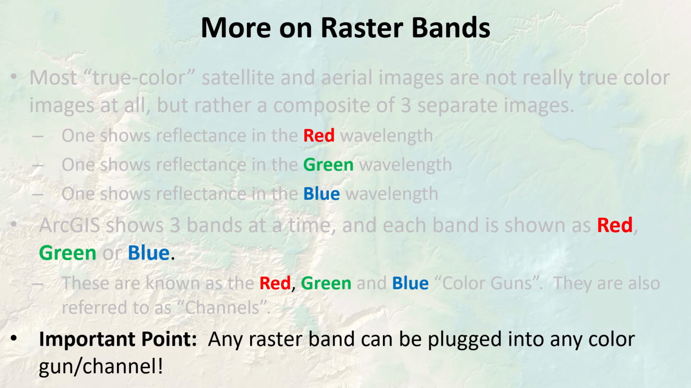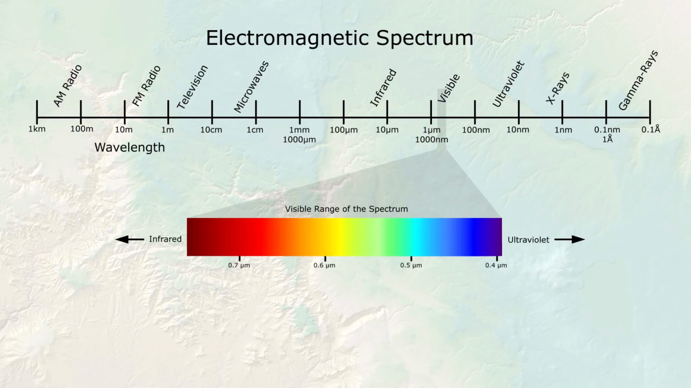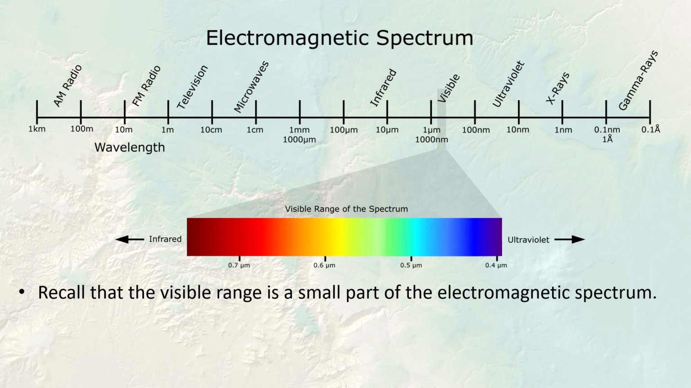Or you could take colors that are completely outside of the visible range and plug them in as well. And we do this quite often, and we can get some really cool information from a raster doing it that way. So here's the full electromagnetic spectrum, going in this case just from AM radio waves at roughly 1 kilometer frequency all the way to gamma rays. The visible range is just a small part of that full spectrum.